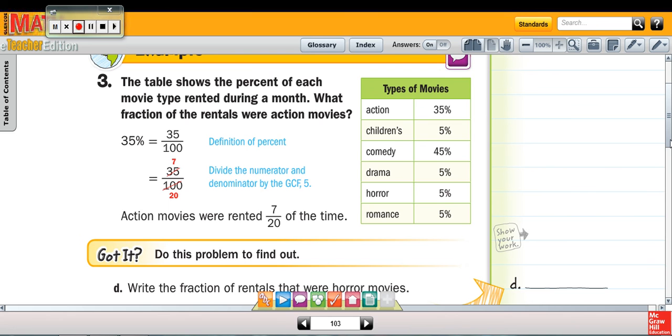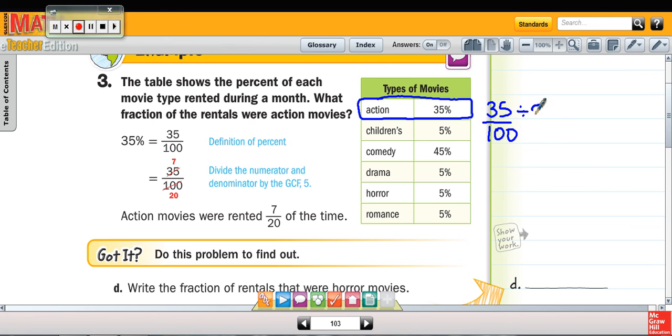This table shows the percent of movie type rented during a month. What fraction of the rentals were action? So if we go over here to action, we see it was 35%. That means 35 out of 100. Simplify by that common factor of 5, we'd get 7 twentieths. So action movies were rented 7 twentieths of the time.